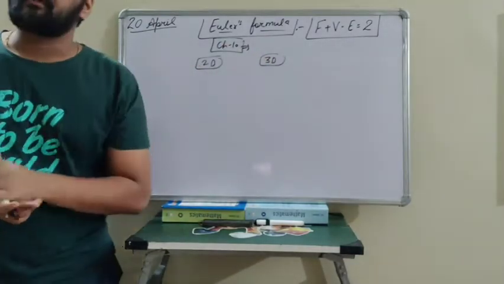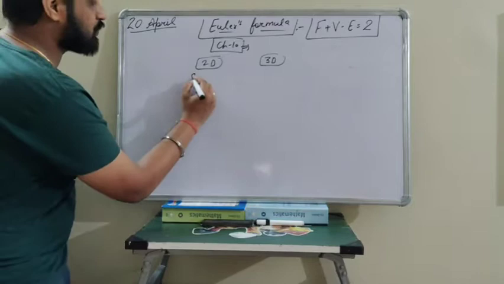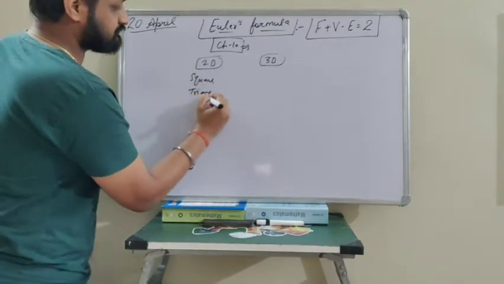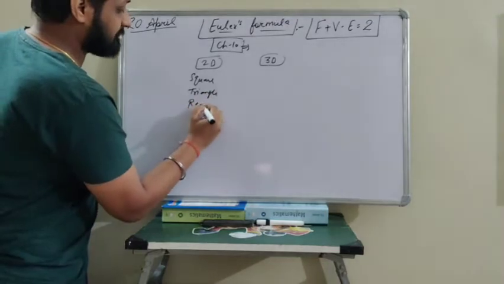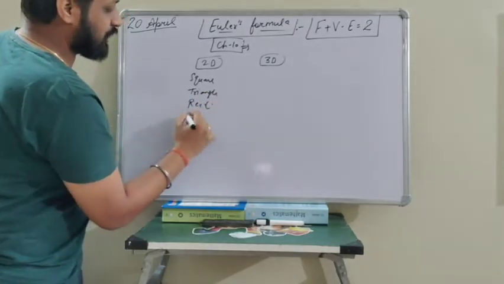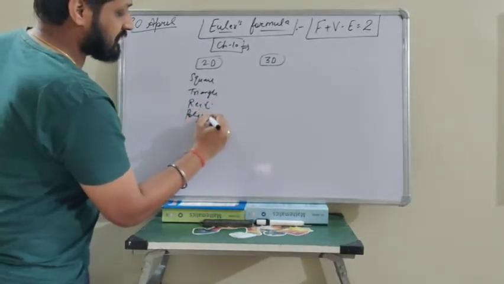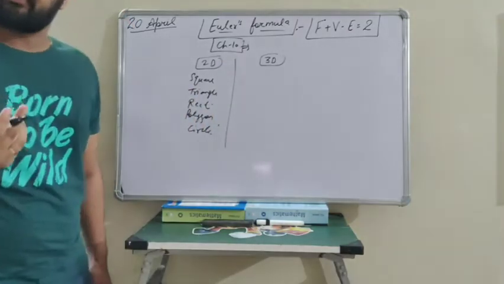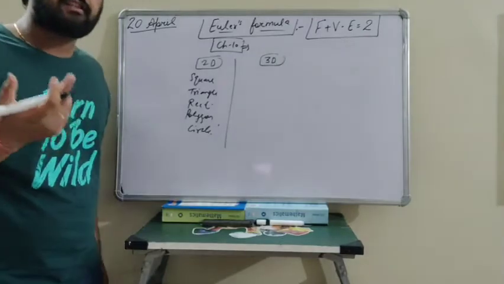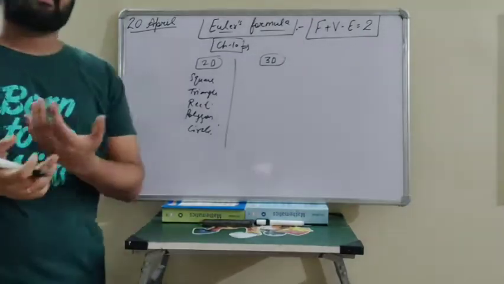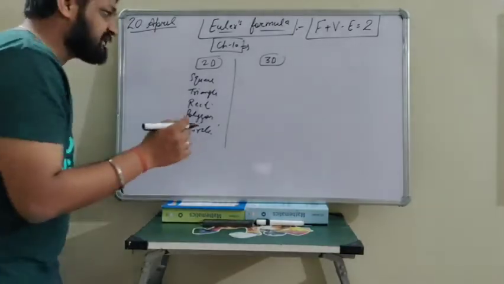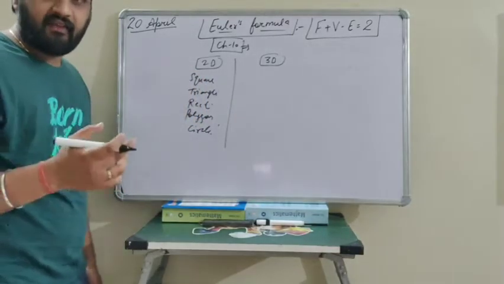2D means it has two dimensions, and examples are square, triangle, rectangle, or you can say polygon, circle, etc. 3D figures are those which have three dimensions, and the three dimensions are length, breadth, and height.